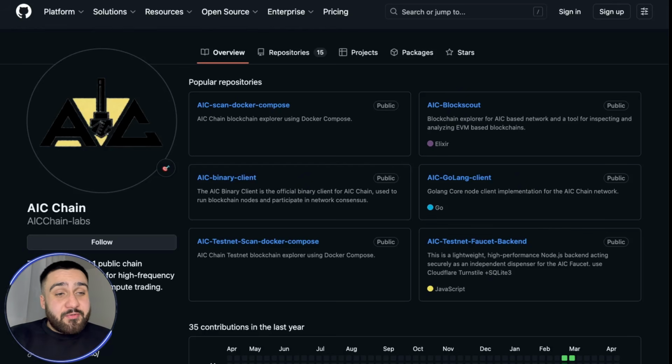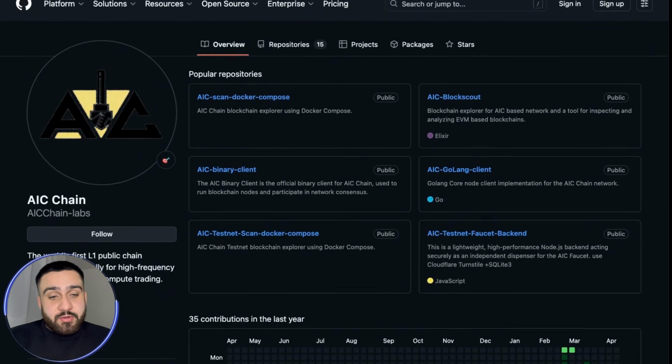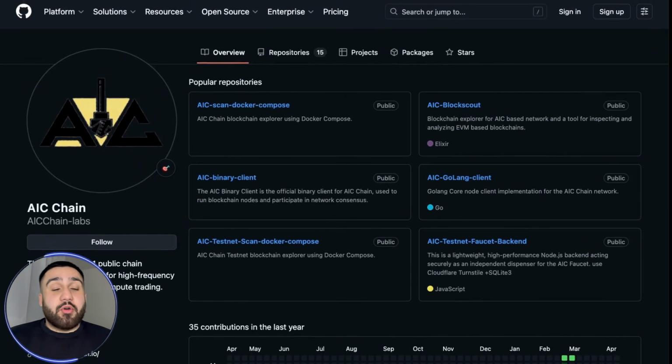So on the GitHub we can see some things about AIC Chain. Right here you can see the contributions in the last year, starting in March. The more green there is, the more contribution is happening, which is a really good thing to see. That means the account's contribution is really high, which is a really important thing to see.